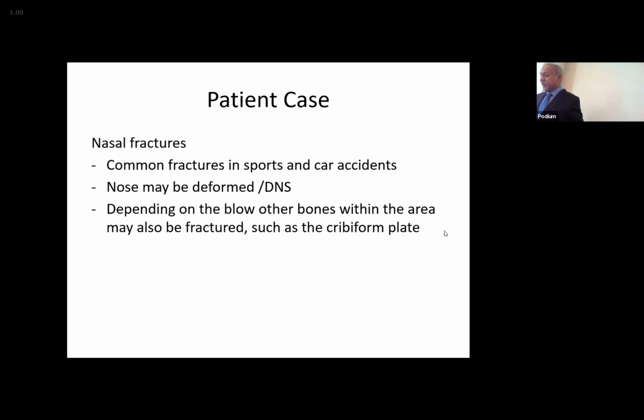Somebody was asking about the infratrochlear, from which branch? Infratrochlear comes from supraorbital and supratrochlear. These are from the ophthalmic, and infraorbital is from the maxillary.